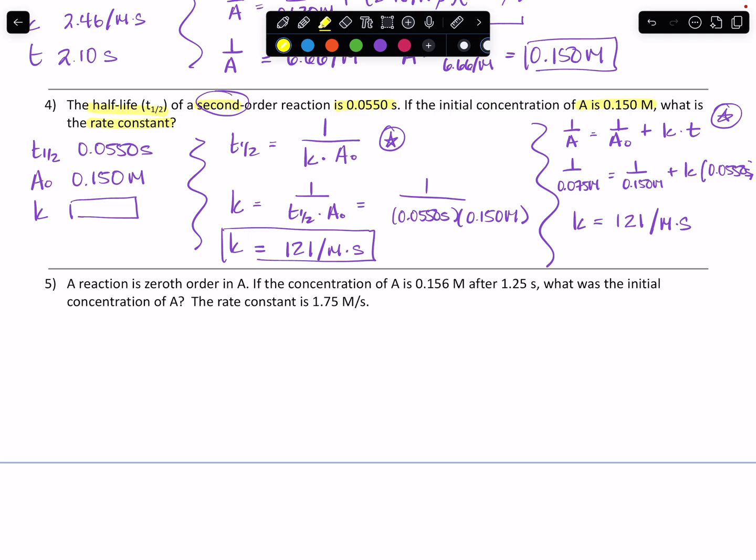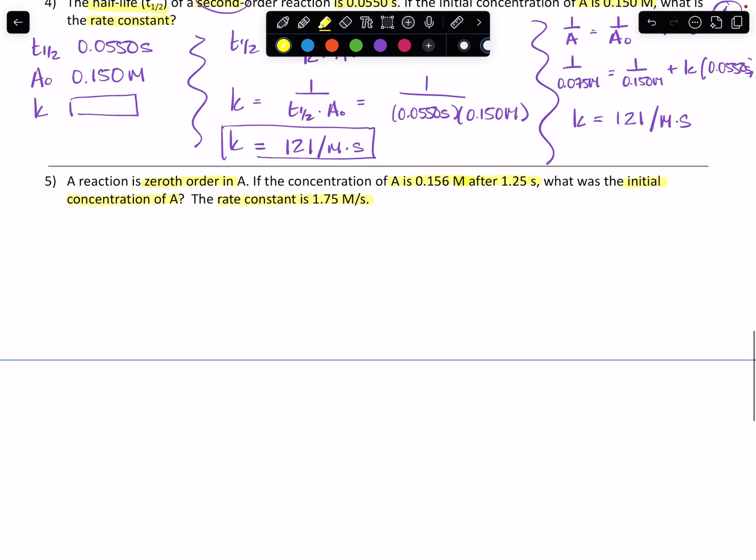Then finally, zero order. A reaction is zero order in A. If the concentration of A is 0.156 molar after 1.25 seconds, what was the initial concentration of A? The rate constant is 1.75 molar per second. So what do we have? We have a zero order reaction. We have an amount of A that's 0.156 molar, and we're asked to find that initial amount after 1.25 seconds have elapsed, and our rate constant is 1.75 molar per second.